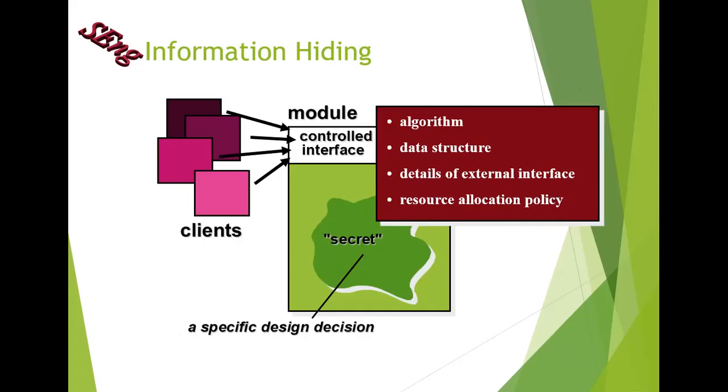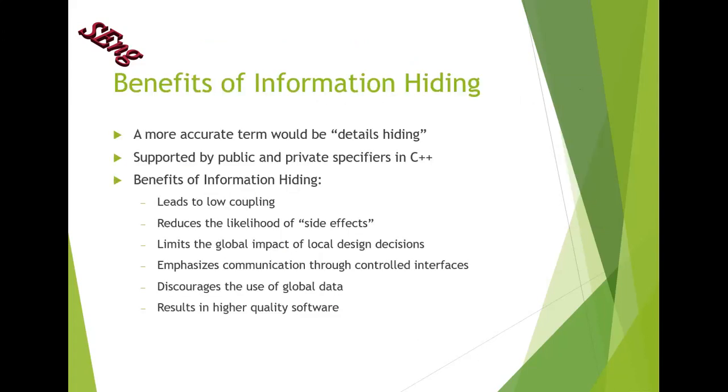Information hiding. Clients use a module's control interface, while the secret is hidden: the specific design decision, algorithm, data structure, details of external interface, and resource allocation policy. Benefits of information hiding: a more accurate term would be detail hiding. Supported by public and private specifiers in C++.